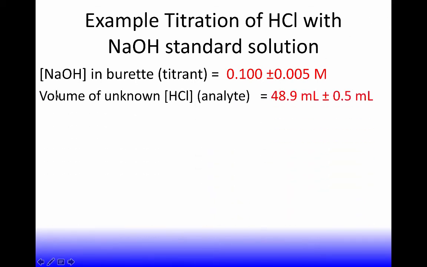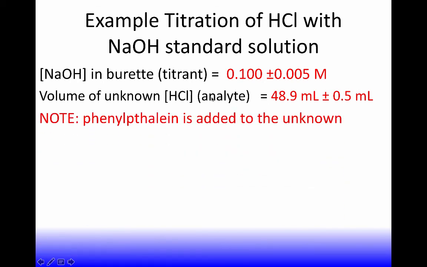Right. Now, the other thing we need to know is the volume of the analyte. That's the unknown. We don't know what the concentration is. It's an unknown concentration, but we need to know exactly the volume. Now, if we use a graduated cylinder with 1 mL markings, we can estimate the volume to 1/10 of a mL, plus or minus half a mL. The next thing we have to do is add some phenolphthalein to our unknown acid, to the analyte. If we don't add a pH indicator, it's not going to work. Now, we don't have to use phenolphthalein, but phenolphthalein works really well for this.